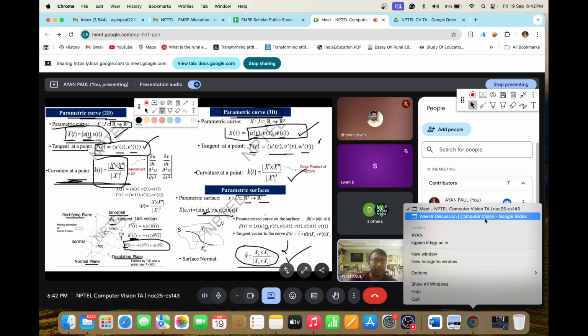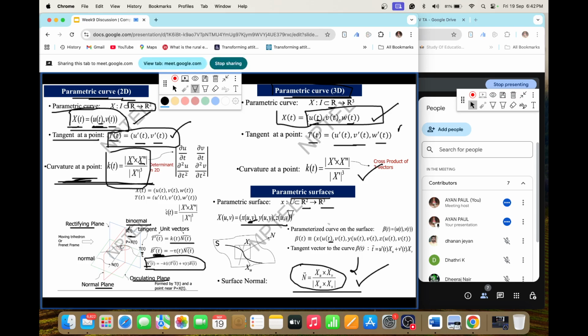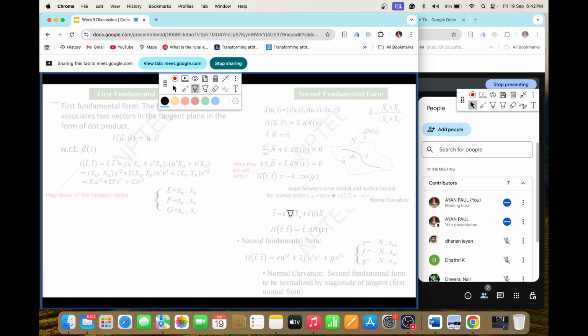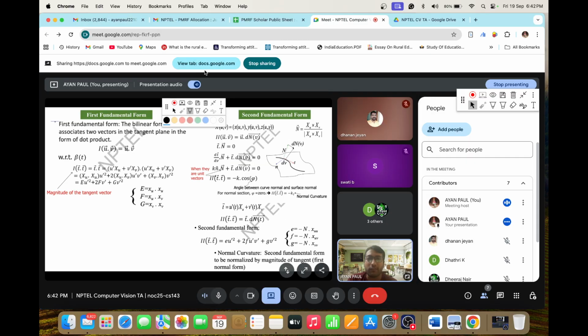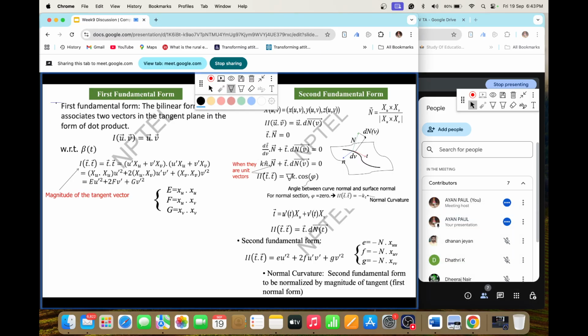Then we will see these things with the help of questions, which will make them clearer to you. And then we have the first fundamental form and the second fundamental form.